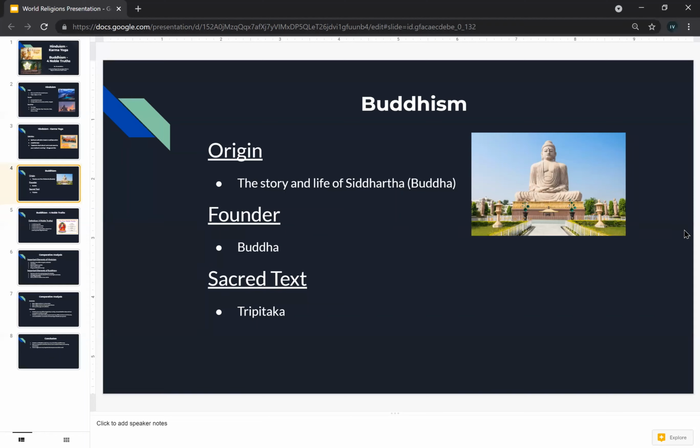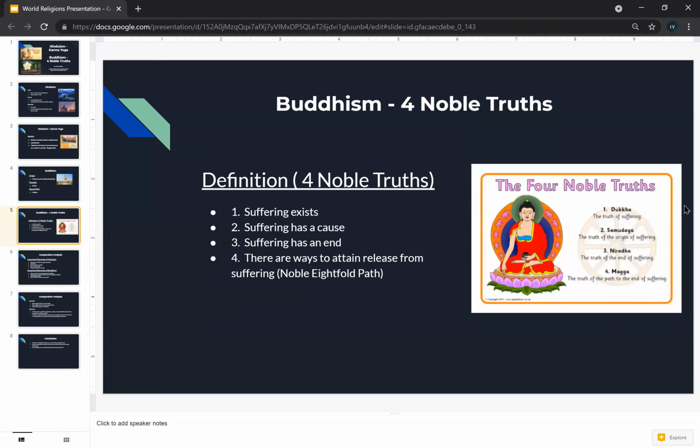So the specific topic of the Four Noble Truths contains: number one, suffering exists. Number two, suffering has a cause. Number three, suffering has an end. And number four, there are ways to attain release from suffering. So the first one, suffering exists, means that to live is to suffer. Even when we enter this world, we are already in pain, and so is the mother conceiving the child. We are also susceptible to becoming sick, being stressed, having anxiety, and feelings of loss.